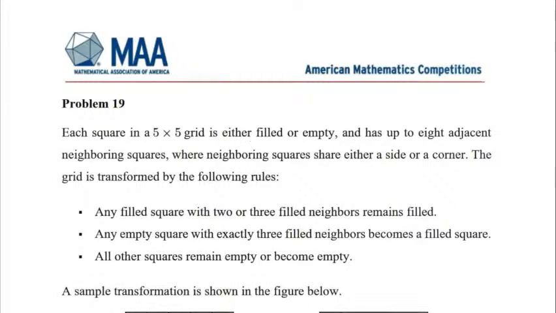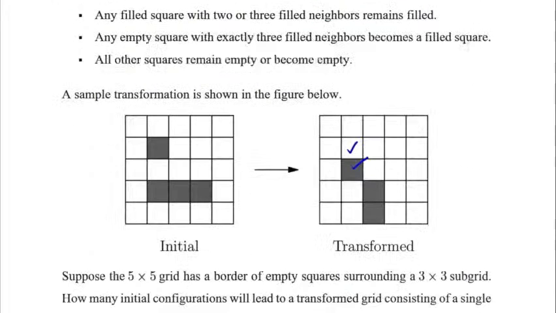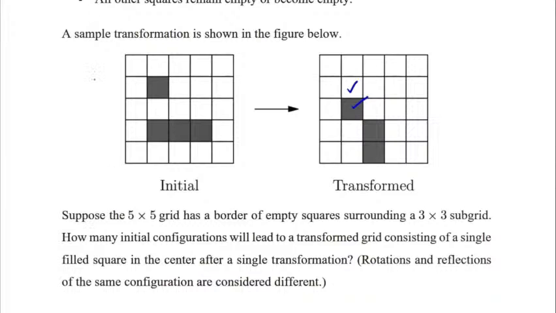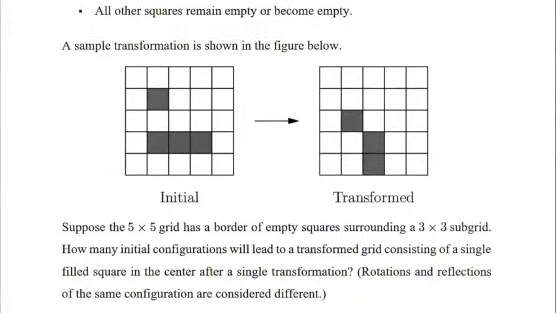Okay, so we've analyzed this. Let's analyze the rest of the problem. Let's erase these parts. Then the problem says, suppose the 5x5 grid has a border of empty squares surrounding a 3x3 subgrid. How many initial configurations will lead to a transformed grid consisting of a single filled square in the center after a single transformation?